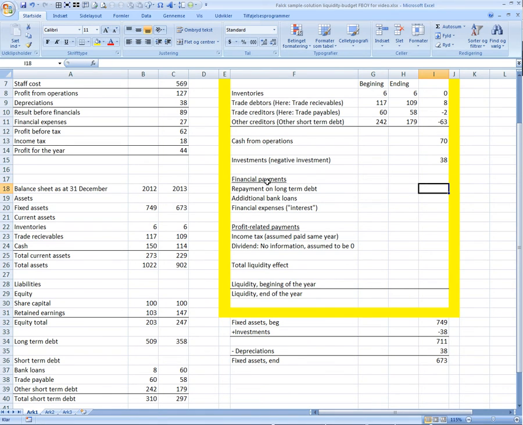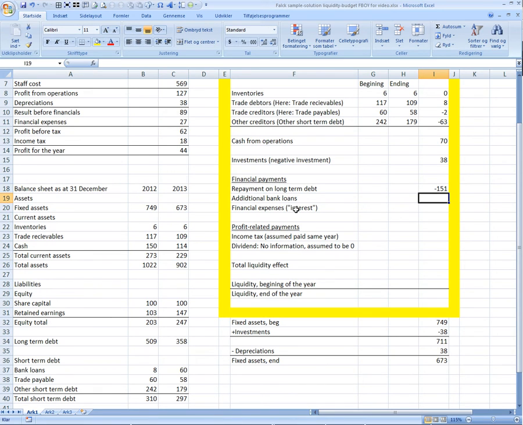Okay, then we go to financial payments. Do we repay money on long-term debt? We have to look at long-term debt. Yes, it actually goes down. Now I just have to think about this, and I can do it in different ways. I could say how much it goes down by. So we're actually repaying so much to the bank, but the sign is not right, because this is how much we repay to the bank, but the effect on liquidity is the other way around. There we are.